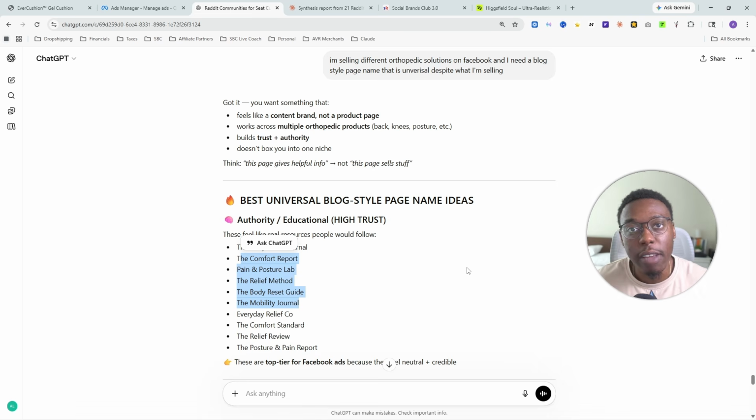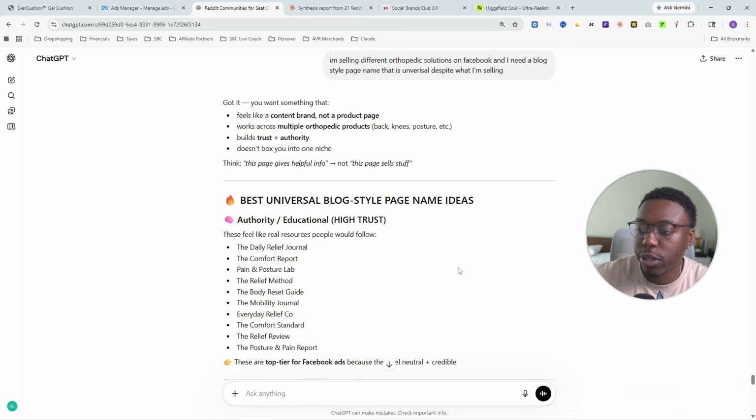But to be safe and ultimately never run into that issue down the line, I recommend just going with a universal blog style page name. You don't have to fluff out the page with a ton of information. Just have a universal, nice looking photo. It could be of, I don't know, a logo or something. Don't overthink it. And so that should be good there.